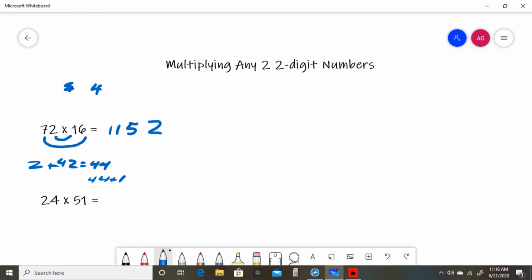Okay, so for our next example, we have 24 times 51. Again, our first step is to multiply the ones digits. 4 times 1 is 4, so we write a 4.